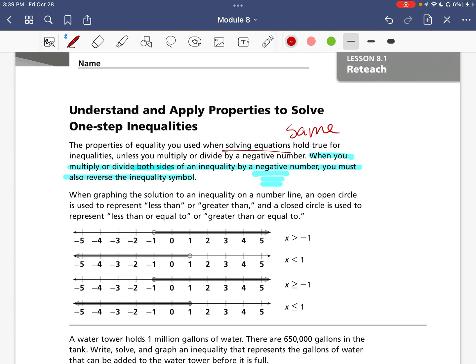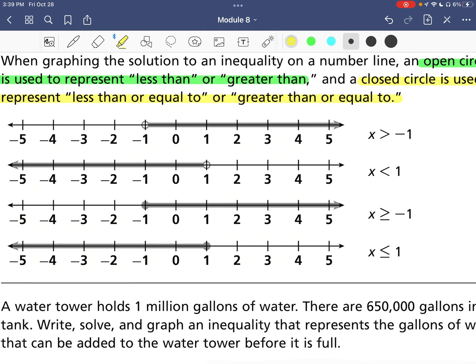So here's some examples for you. When graphing the solution to an inequality on a number line, an open circle represents less than or greater than. So an open circle is less than or greater than, and a closed circle is used to represent less than or equal to, or greater than or equal to. I always think of that like or equal to. This little line here fills in the circle, while over here there is no little line, so it's an open circle. Just little things to help you remember.